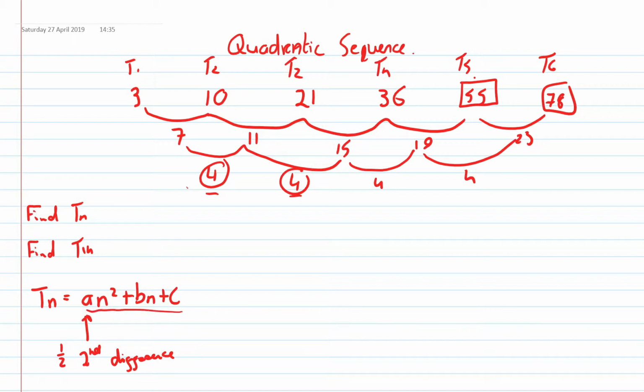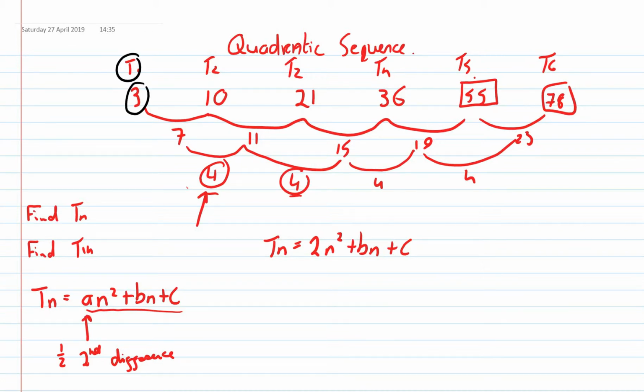Right. So here we go. Here's how I'm going to find my Tn. Tn equals half the second difference. Well, there is the second difference, 4. So half that is 2n squared plus bn plus c. All right. Now, sometimes they might give us the 2n squared, they might actually do the half the second difference for us and put that in. But still, we have to find b and we have to find c. So how do we do that? Well, let's have a look.